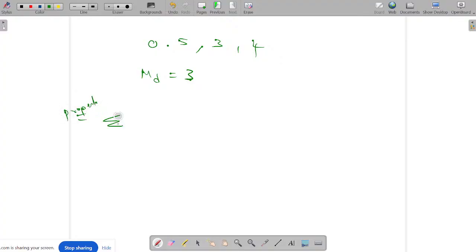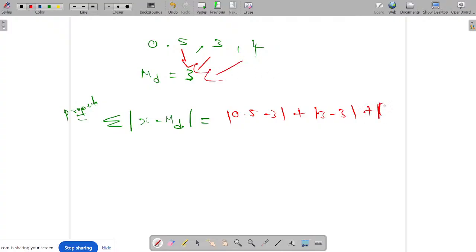I have to check with summation of modulus value, not normal brackets. Normal brackets mean algebraic sum. Here, absolute deviation, so I have to take the modulus value, x minus median. Do I have to take square here? No square is mentioned. Square is mentioned for mean, but for median no square is mentioned. Okay, let me substitute. Tell me, 0.5 minus 3, absolute value. You should not forget this. Next, 3 minus 3. Next, 4 minus 3.